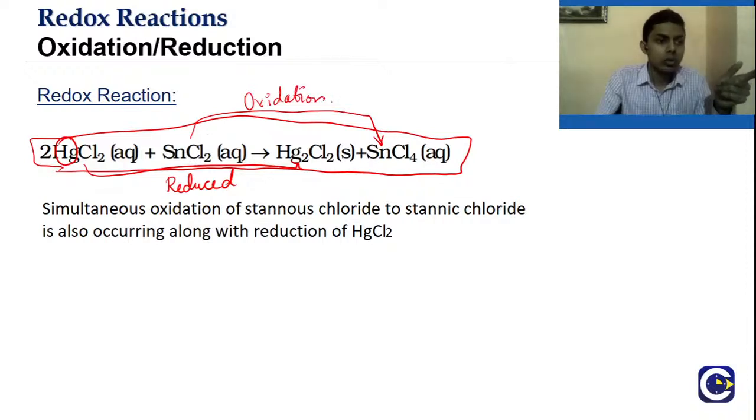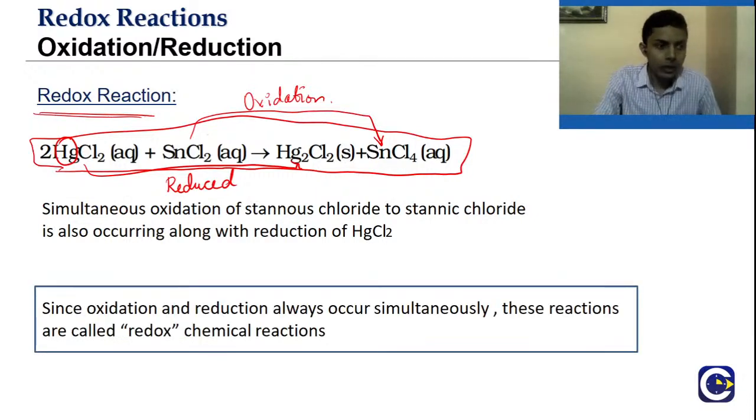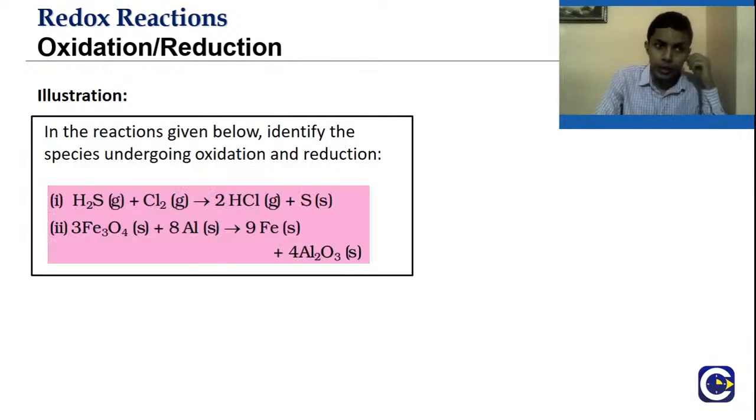So simultaneous oxidation and reduction. Many reactions will happen in that particular manner. And when such a type happens, that means simultaneous oxidation and reduction take place, we call such reactions redox reactions. Since oxidation and reduction always occur simultaneously, these reactions are called redox chemical reactions.